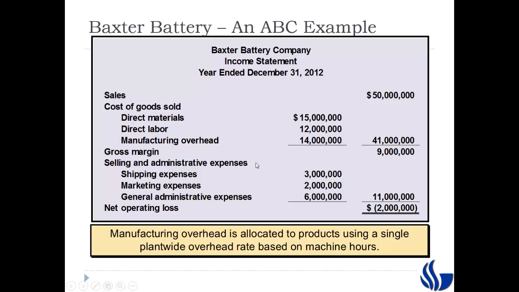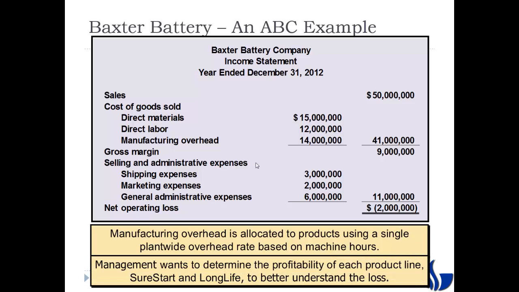Now, if you were the manager, what would you want to do? You'd probably want to figure out what's going on and fix it as soon as you can. A net operating loss is not a good thing to have. Well, one way that they think they can analyze things is to look at the two different product lines they have. So management wants to determine the profitability of each line.